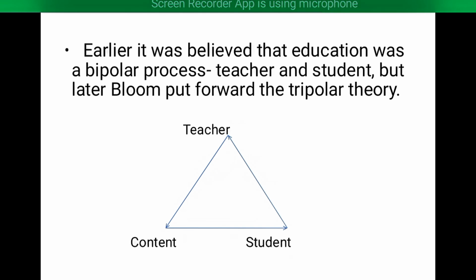Earlier, it was believed that education was a bipolar process: teacher and student. But later, Bloom put forward the tripolar theory: teacher, content, student.